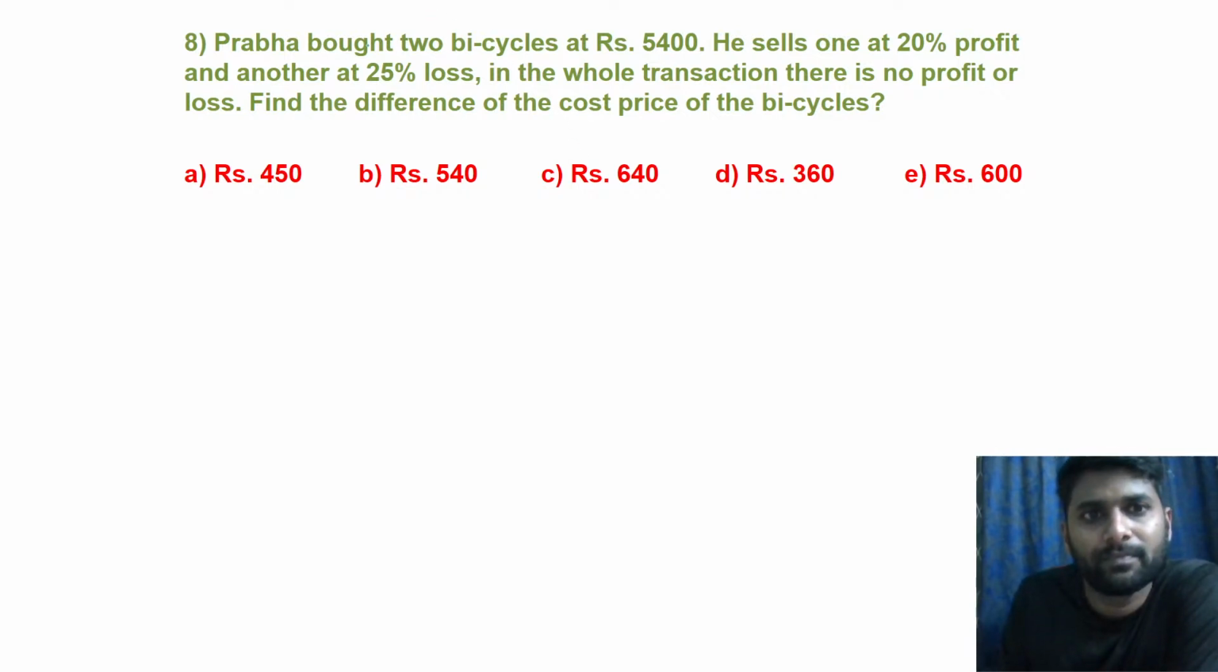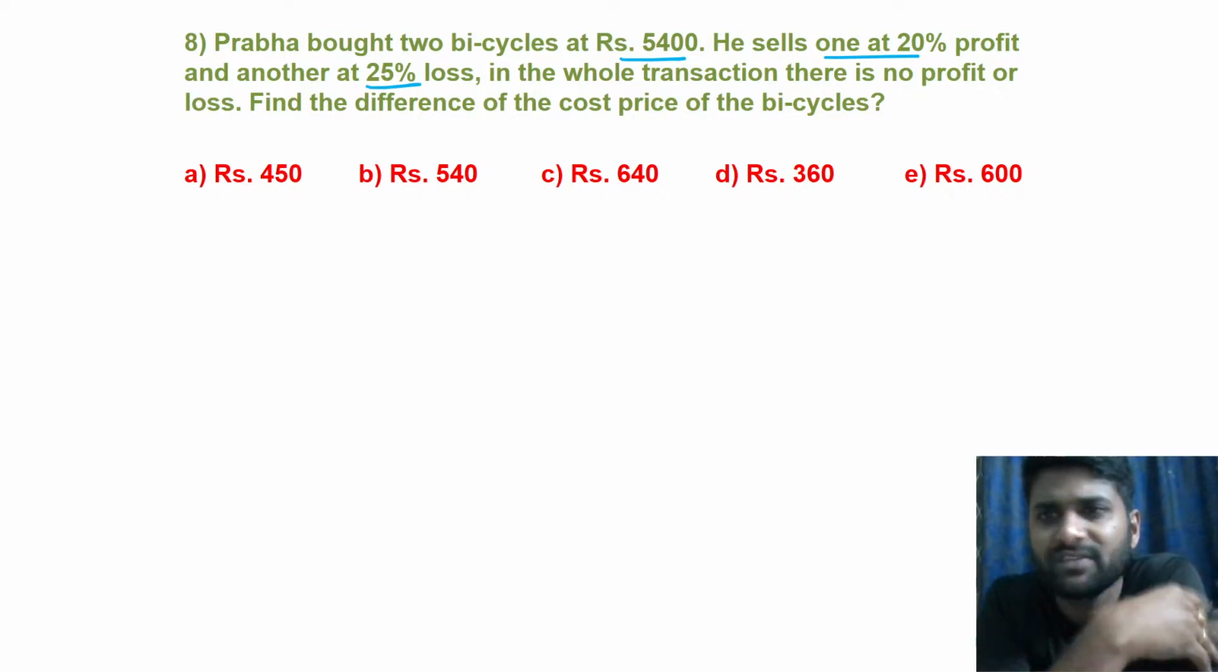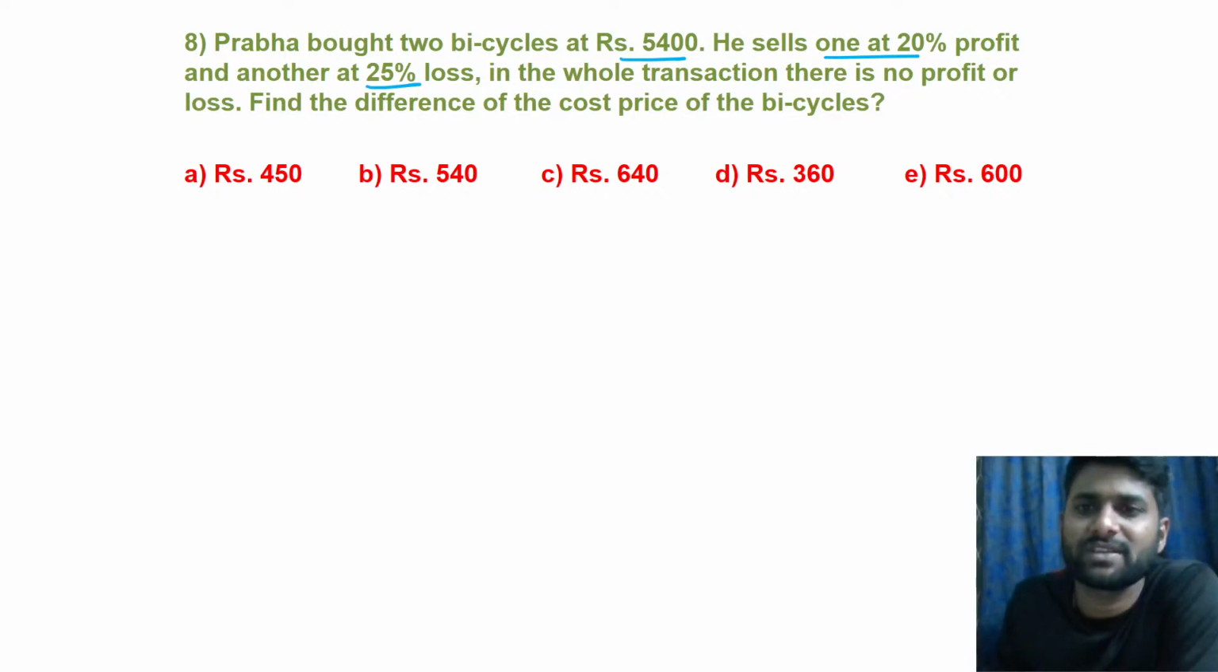See, Prabha bought 2 bicycles. So the total value is 5,400. He sells one at a profit of 20%, another at a 25% loss. The whole transaction shows no profit and no loss. So what is the difference of the cost price of the bicycles?